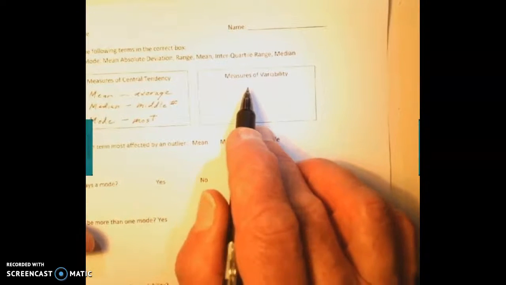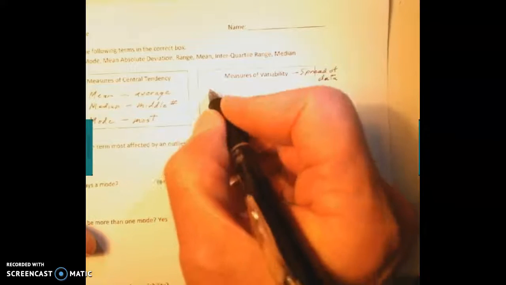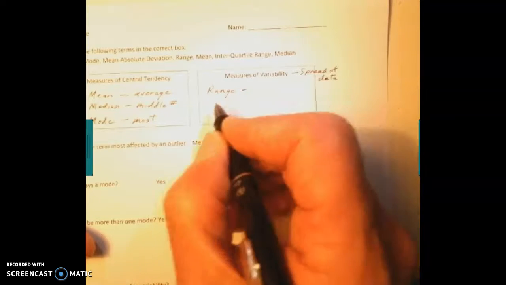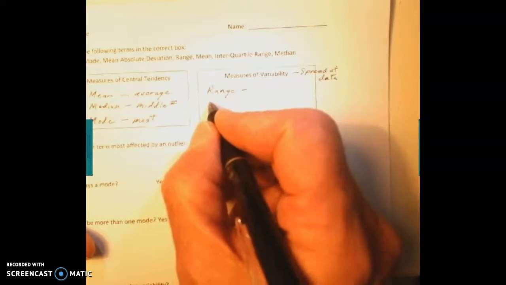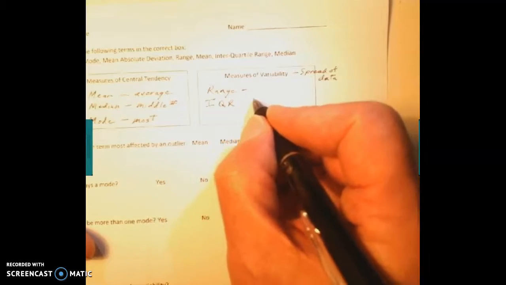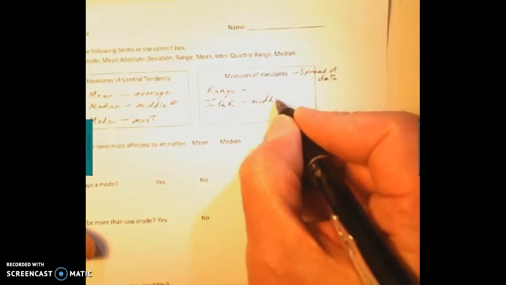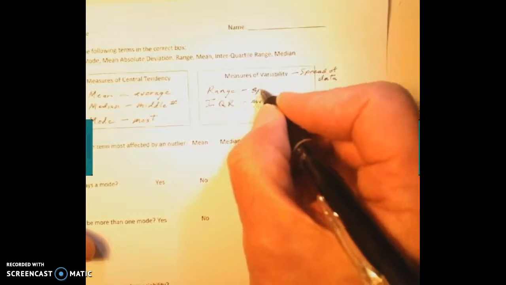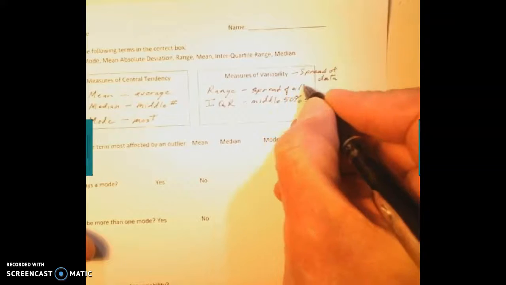The measures of variability, again, that's how spread out is the data. The spread of the data, the range would be how far spread out all of the data is. The interquartile range, I'll mark it as IQR. The interquartile range is how spread out the middle 50%, the middle half of your data. It's how far it is spread out. Again, the range, it's the spread of all the data.